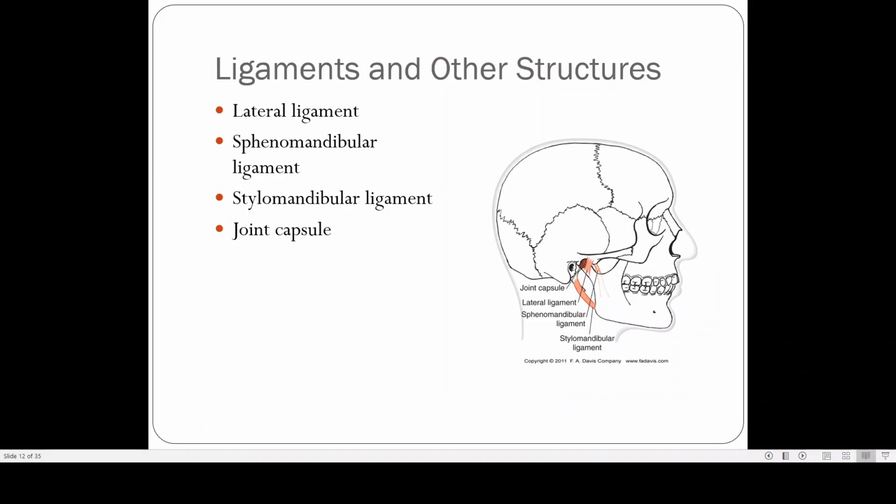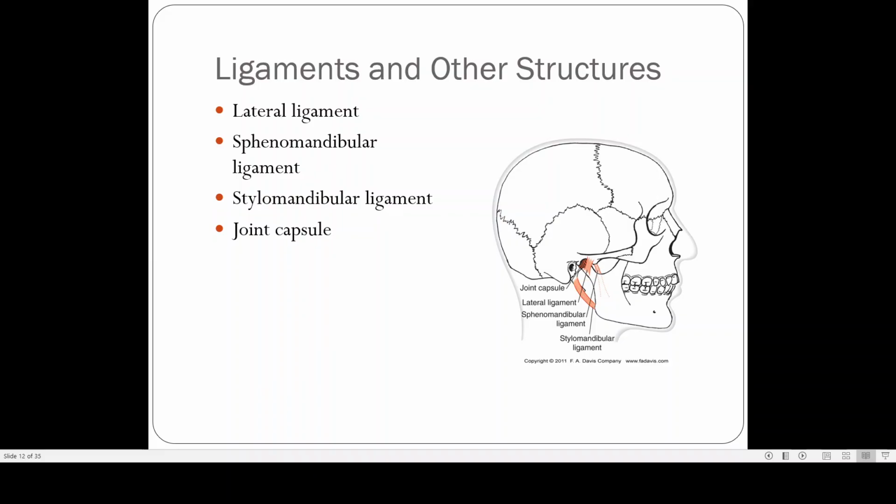Here we can see some of the ligaments that help support the TMJ. Our lateral ligament, you're going to see up there underneath the zygomatic arch down onto the mandible. This is going to limit depression of the mandible. The sphenomandibular ligament is going to be internal in the mandible, so it's going to be deep, again, limiting depression.